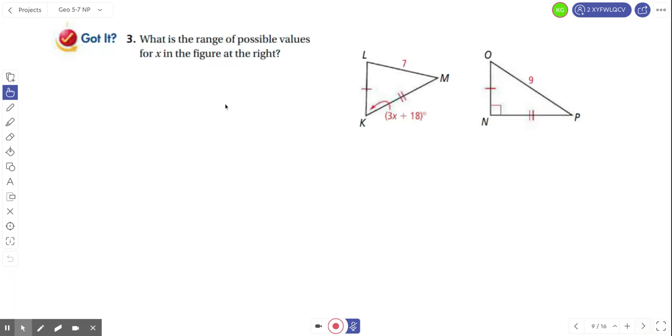So here's another example. You have a situation here where you can set up the hinge theorem. You know something about angle K and you know something about angle N. And you have to determine the upper and lower limit and then write an inequality that says what range of possible values x could be.